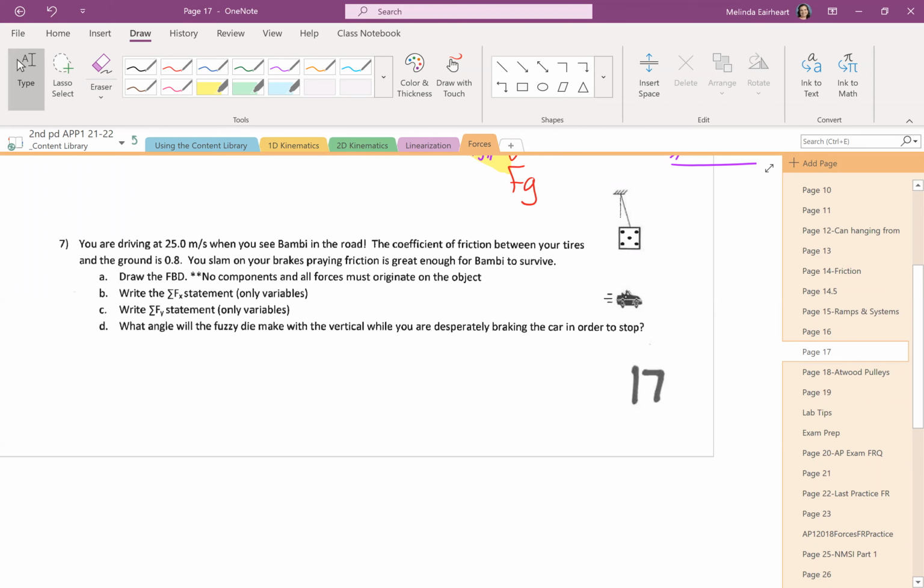Draw a free body diagram. We already knew we had to do that, right? You didn't need to be told. Write your FNet statements. We know to do that, right? And then D, what we're really solving for here, oh, by the way, our car, apparently we have a fuzzy dice hanging from the rear view mirror. Maybe some of you have something hanging, right? What angle will the fuzzy dice make with the vertical? Make sure you catch that piece. While you are desperately trying to brake the car in order to stop.